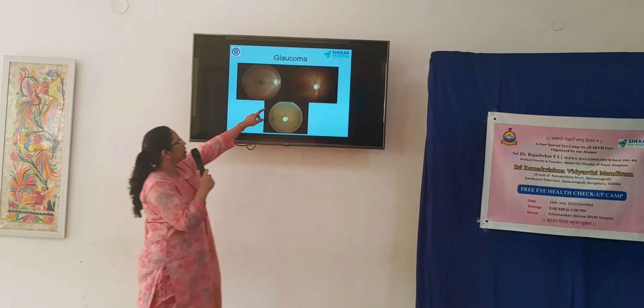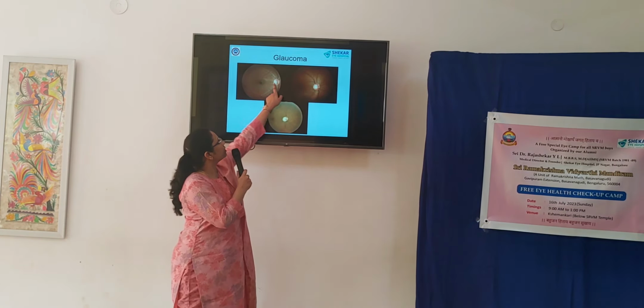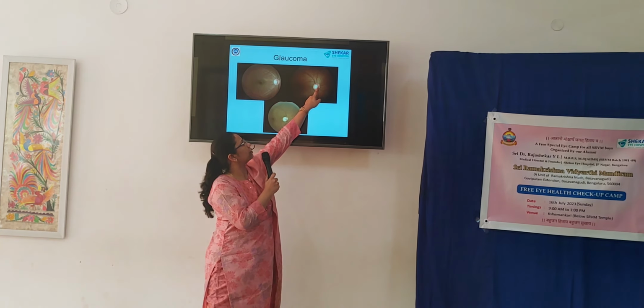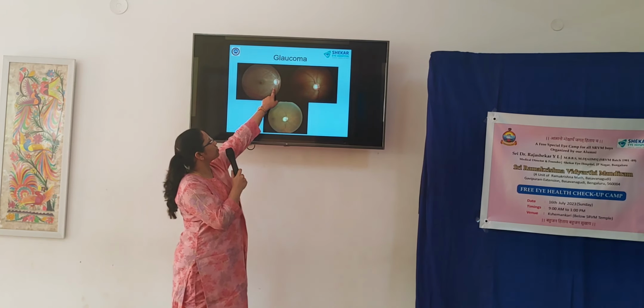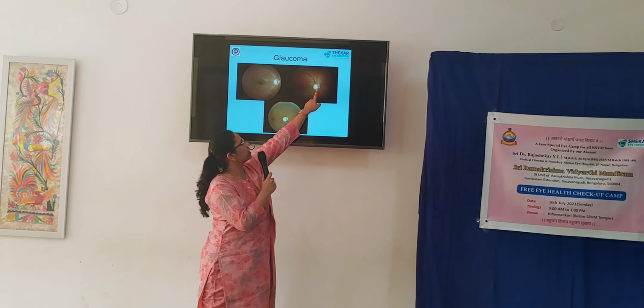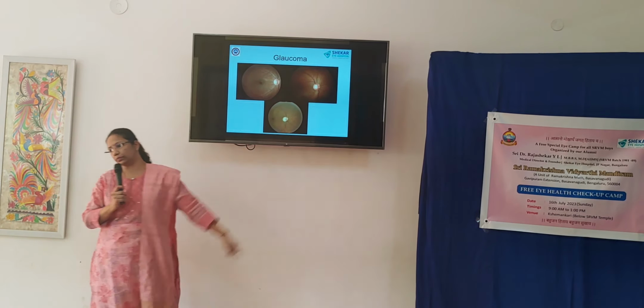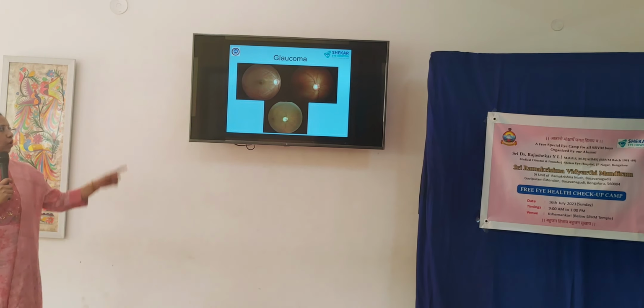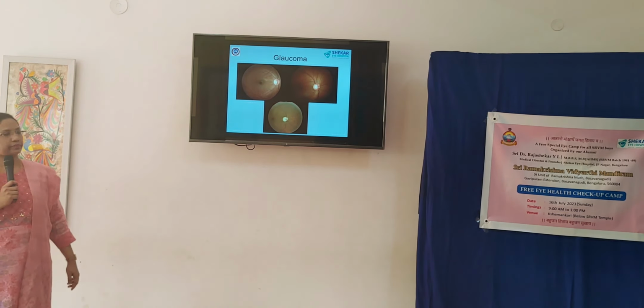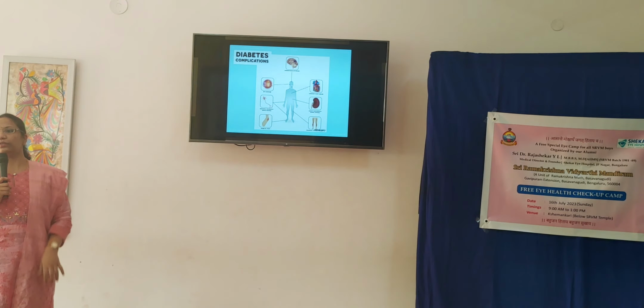So glaucoma will be affecting only the optic nerve. Can you see the changes here? It is pretty white here. Okay, this is normal, this is moderate stage, and this is the advanced stage. See how white it is. This is the optic nerve. If the pressure rises, the optic nerve will be damaged, and that's where you will start losing the vision.